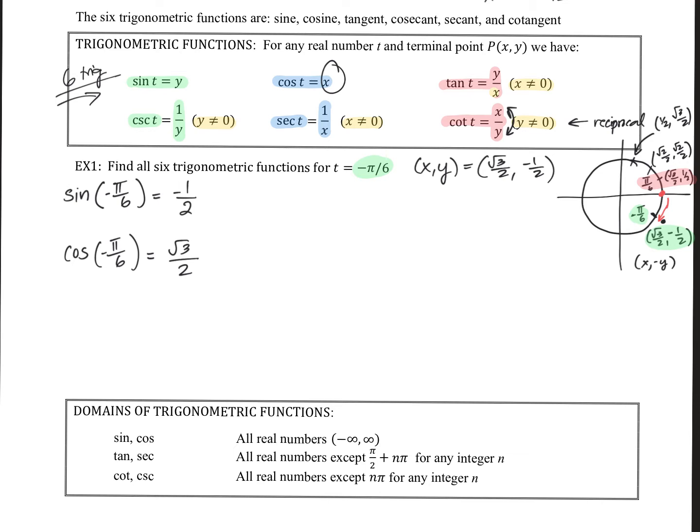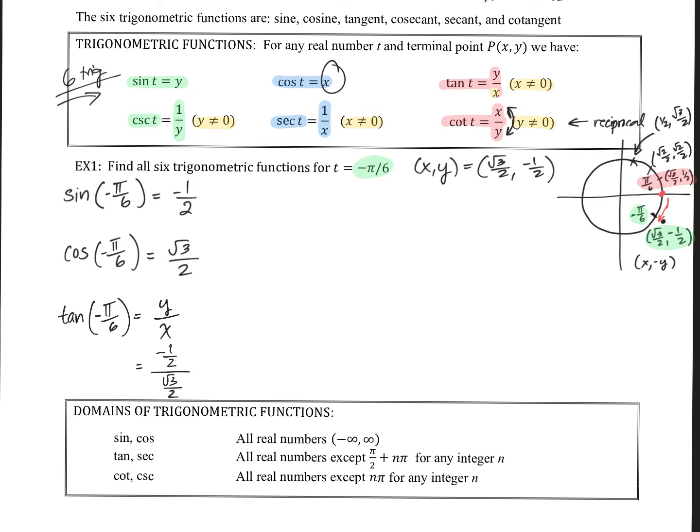Okay, so next we're going to take a look at tangent t. So we're doing the 3 main ones first, and then we'll take a look at the reciprocals. So tangent of t is going to equal, according to our definition and what we found earlier, y over x. So tangent of, and in this case, t is negative pi over 6. So it's going to be equal to y over x. And we've already found both y and x, so y is equal to negative half, and x is equal to root 3 over 2.